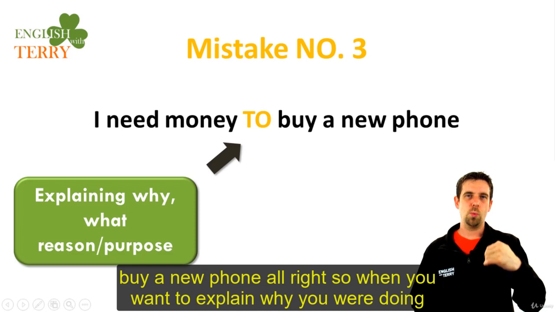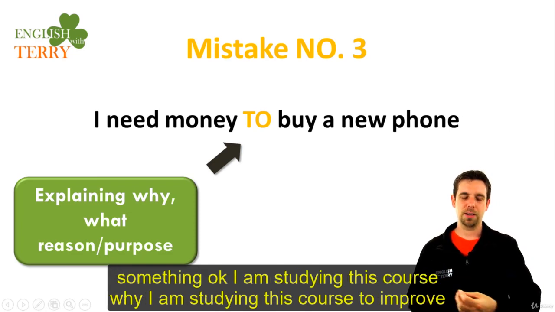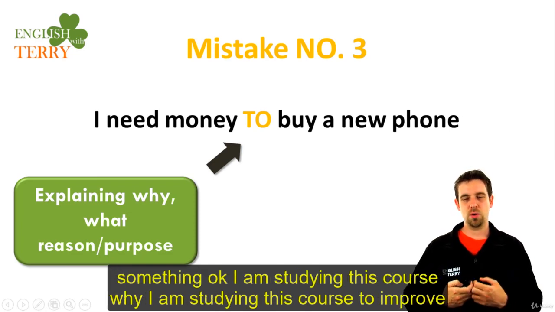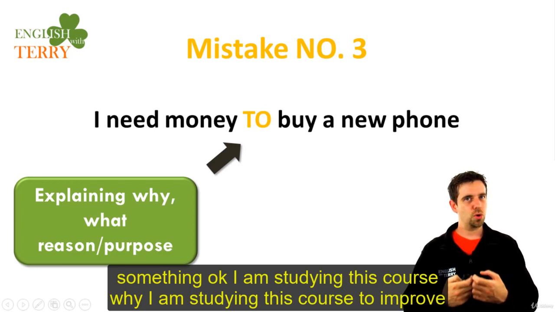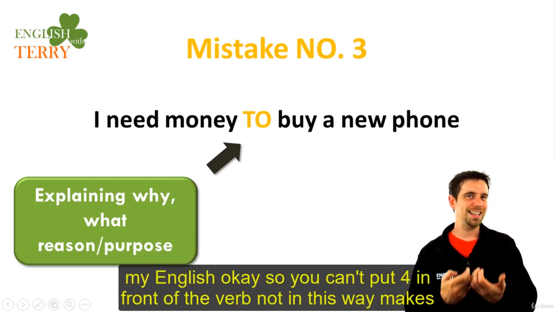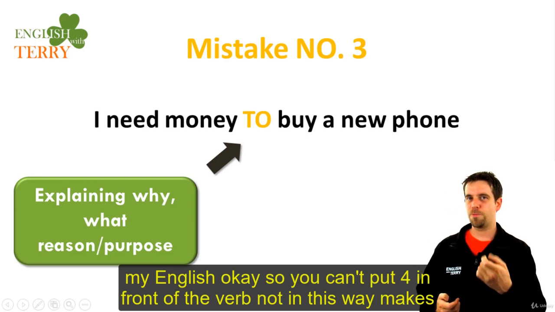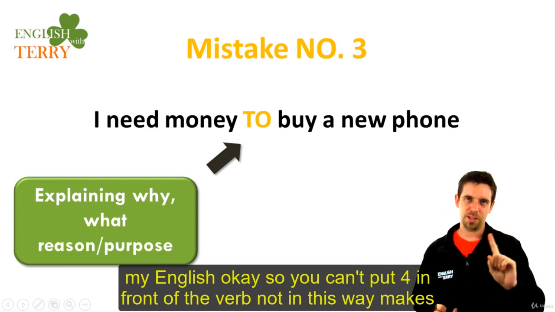All right? So when you want to explain why you are doing something, okay, I am studying this course. Why? I am studying this course to improve my English, okay? So you can't put "for" in front of the verb, not in this way.